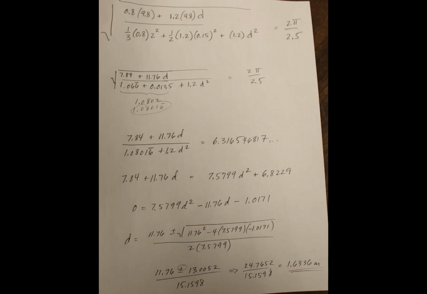Okay, so finally here, if you're interested in seeing number crunching, here it is. You end up having to solve a quadratic equation for d, and I end up with a distance for this incorrect period of about 1.6336, so 1.63, 1.64 meters is where the location of the disc is when the period is 2.5 seconds.